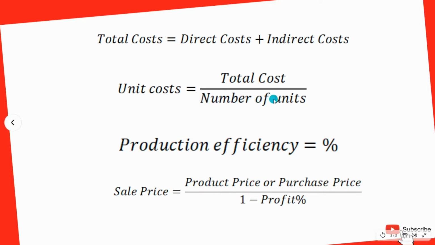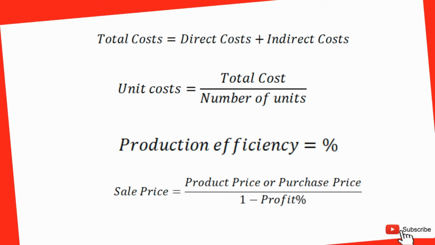Then we have the production efficiency. Not all the processes are completely efficient, so the beer is no exception. In my case, the beer production efficiency is around 77%.